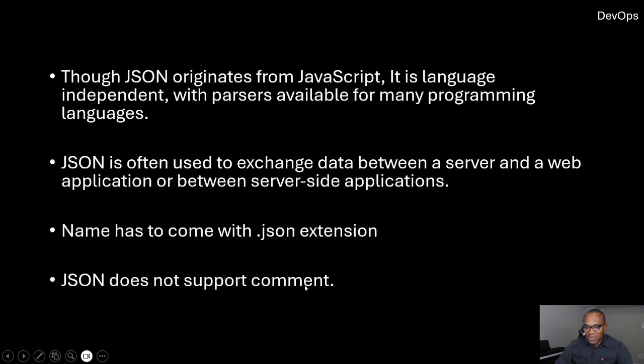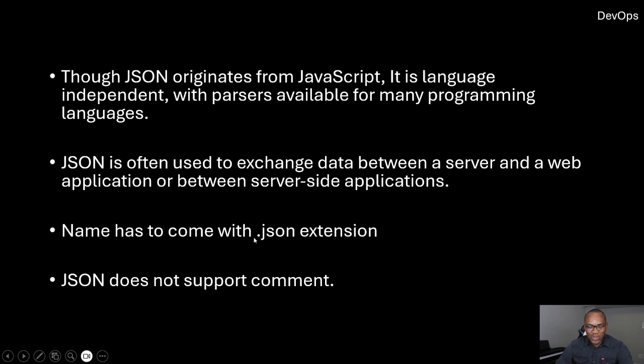All right, so though JSON originates from JavaScript, it is language independent with parsers available for many programming languages, just like I explained earlier. So JSON is often used to exchange data between a server and a web application, or using APIs, REST APIs and so on. And if you are creating a JSON file, you have to give it a .json extension. And JSON does not support comments.